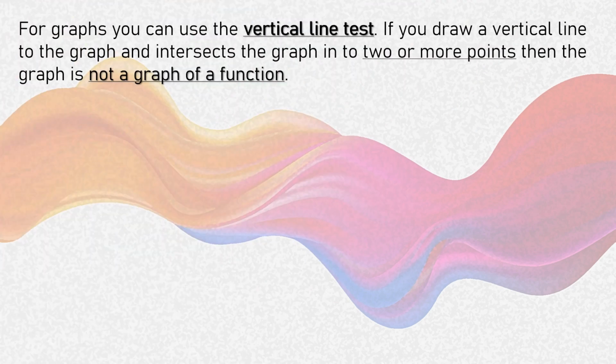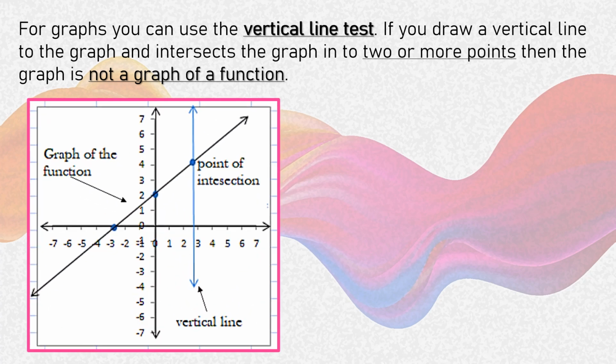For graphs, you can use the vertical line test. If you draw a vertical line to the graph and it intersects the graph in two or more points, then the graph is not a graph of a function. Kapag function, ang graph dapat niya ay nag-intersect lamang sa isang point. Kapag naman nag-intersect sa two or more points, hindi na siya considered as a function.